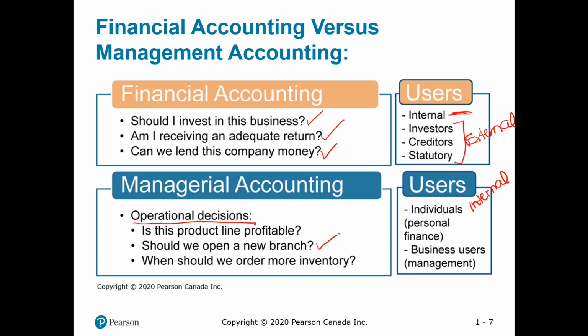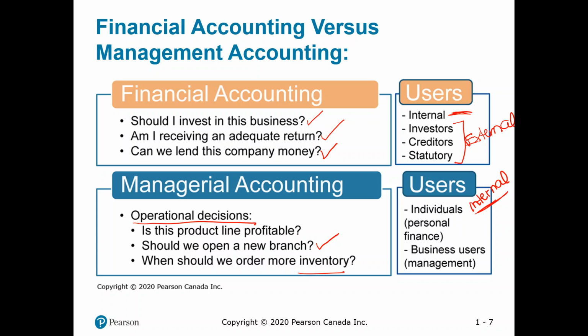Are we doing well enough that we could expand and open a new branch? Or when should we order more inventory? Do we have enough now? Are we getting low and it's possible we should sell out? So when should we order more? So managerial accounting is the managing of those operations, so it is used by internal users.